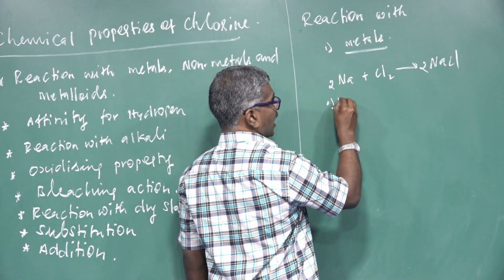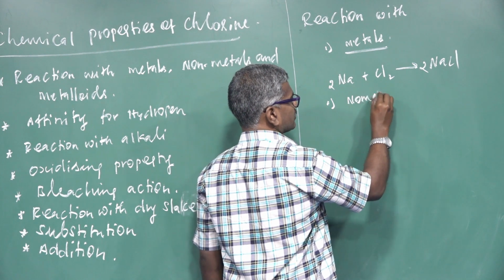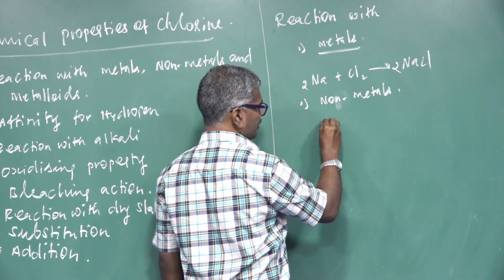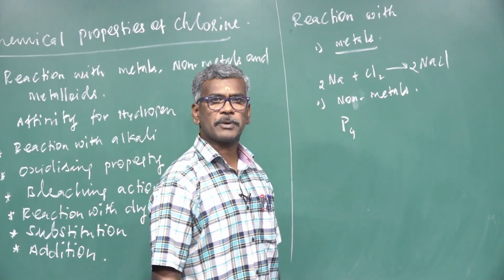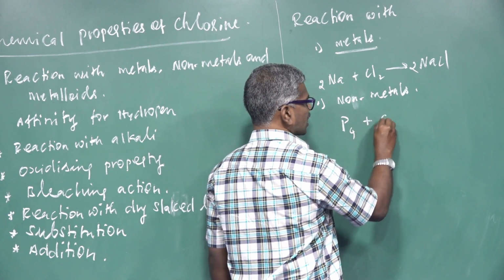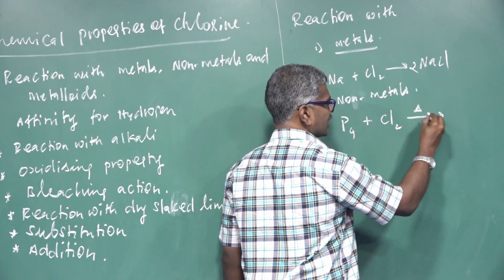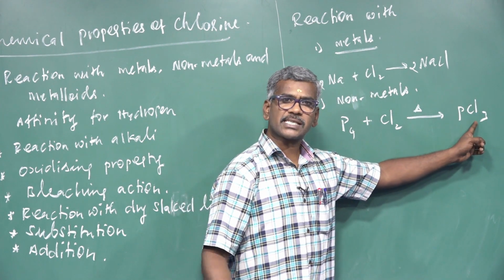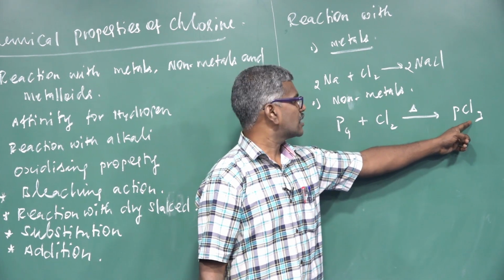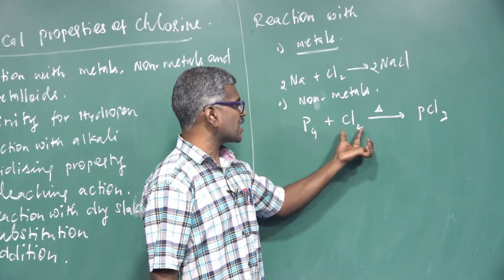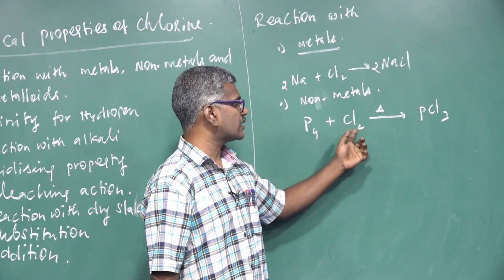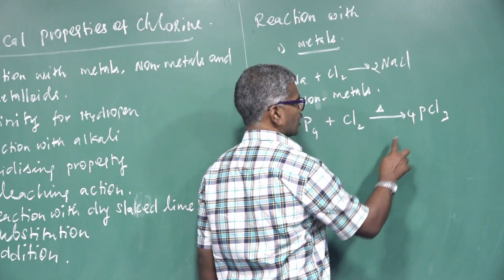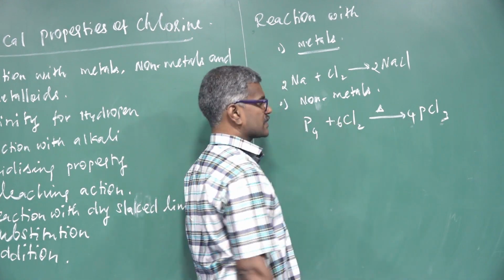Second one, reaction with non-metals. A non-metal like phosphorus, maybe red phosphorus or white phosphorus, reacts with chlorine on heating to form PCl3. PCl3 reacts with excess chlorine to form PCl5. PCl3 is formed from phosphorus in the presence of heat and chlorine. Balancing the equation: how many phosphorus? 4 phosphorus, here 1, 4 times. Chlorine is 12, so 6 times.